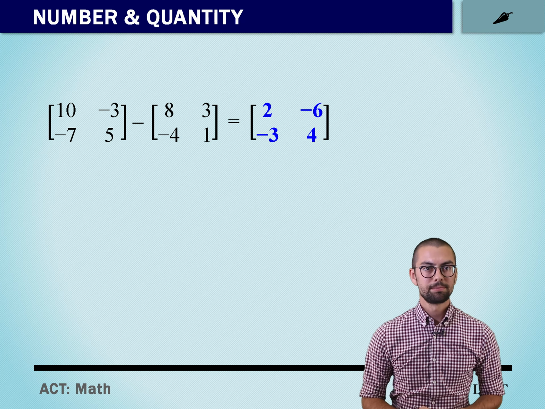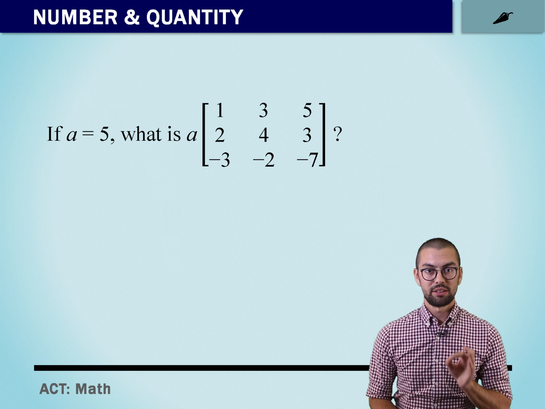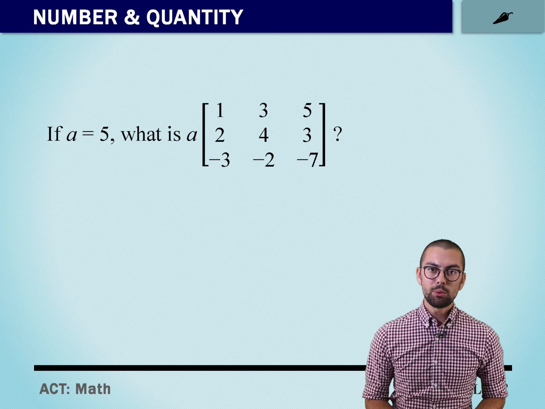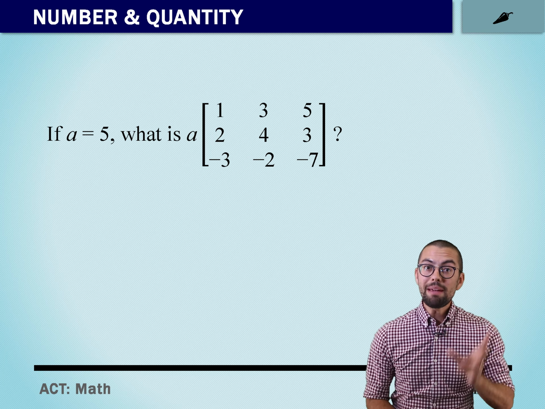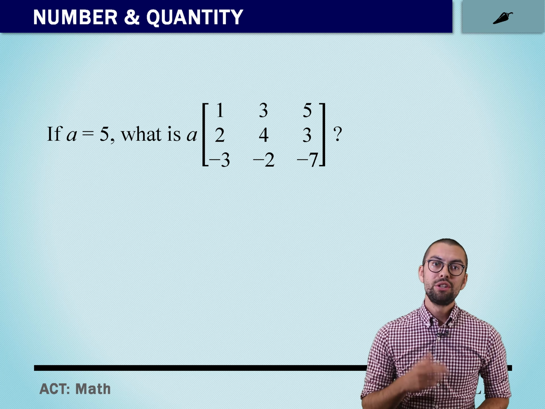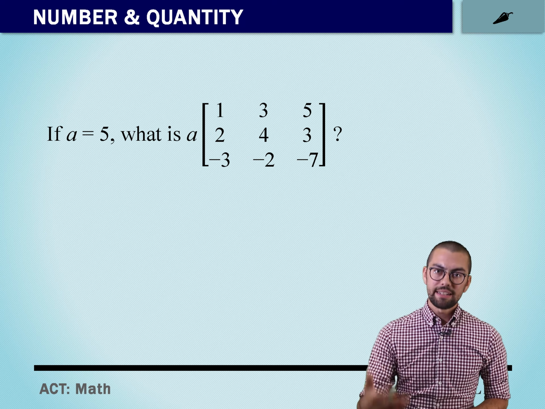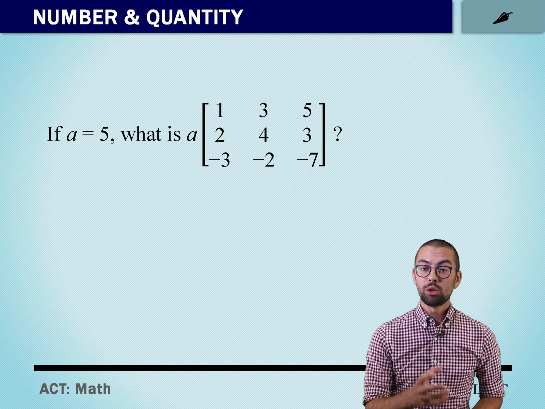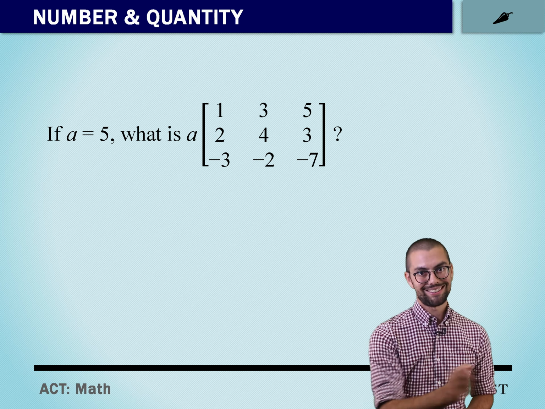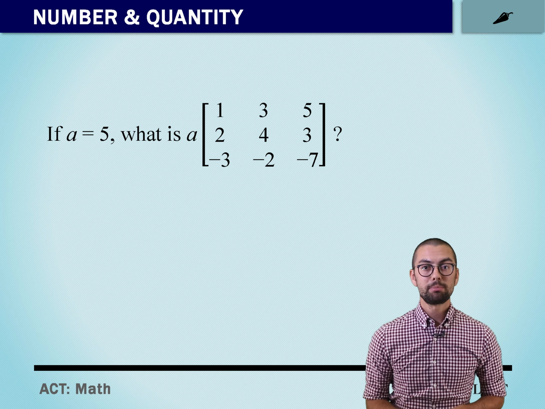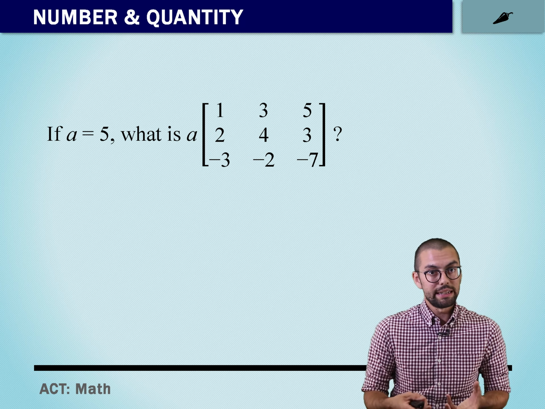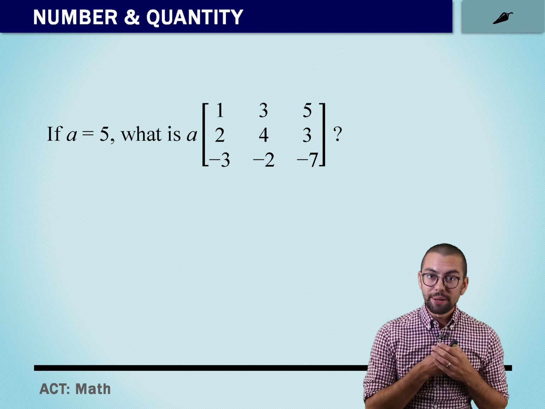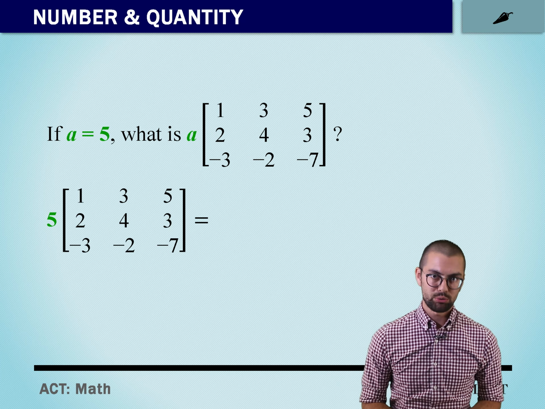Again, not too bad. In this case, we're asked a slightly different question. If A equals 5, then what is the value of A times this matrix? 1, 3, 5, 2, 4, 3, negative 3, negative 2, negative 7. Well, now we're not multiplying matrices, we're multiplying a matrix by a constant. And when we're multiplying a matrix by a constant, this looks a lot like the distributive law. All we do is take that 5 and bring it to every single entry in that matrix.